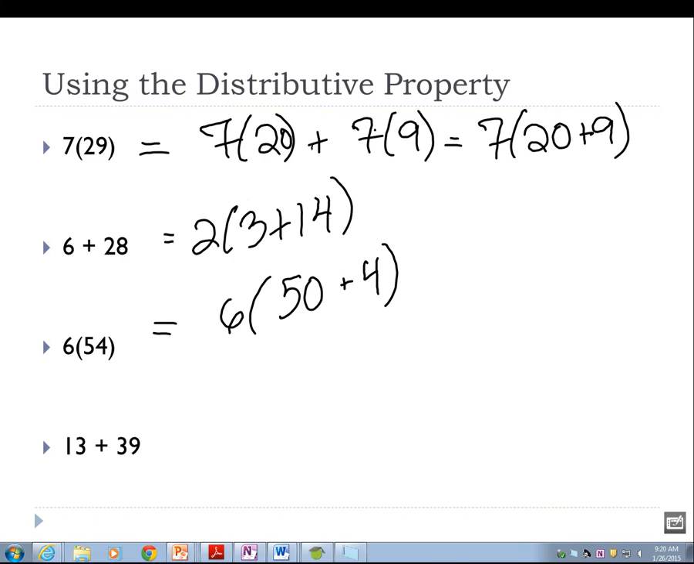Okay. Any questions on that? No. All right, I want you to do that last one. Okay, you do that last one. It's very similar to the second one. And this is where knowing your multiplication comes in handy.